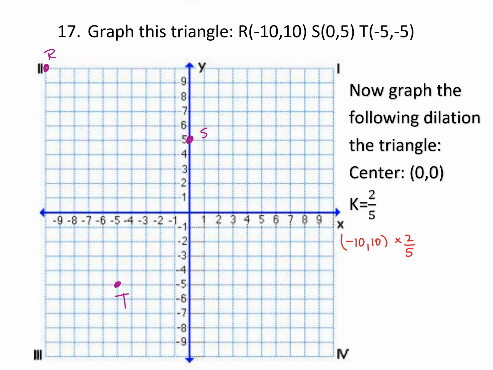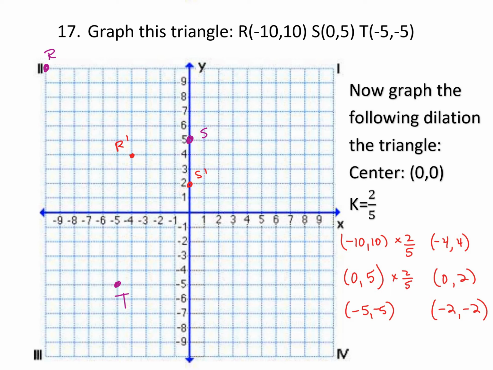times 2/5. So 5 goes into 10 2 times, and then times 2 would give you -4, 4. 0, 5 times 2/5 would give you 0, 2. And then -5, -5 would give me -2, -2. Okay, so those are my 3 new points. Let's go with -4, 4 is R prime. 0, 2 is S prime. And -2, -2 is T prime. So we're connecting here, here, here.